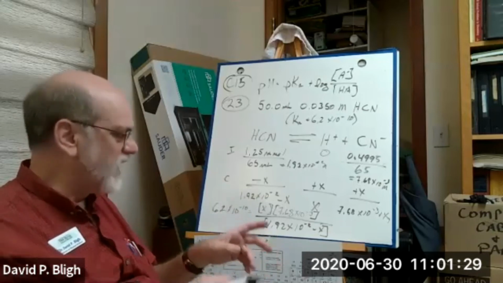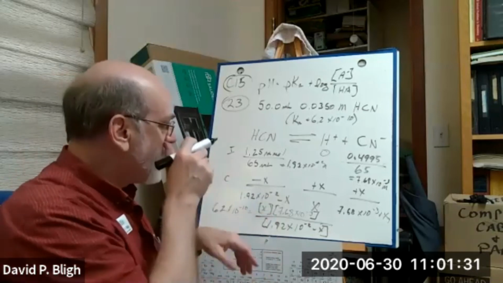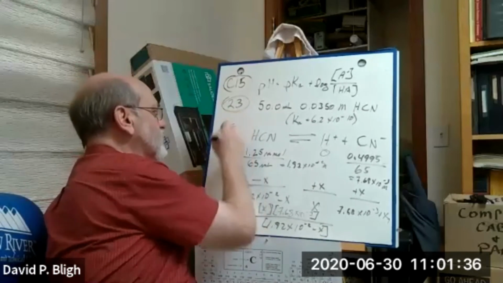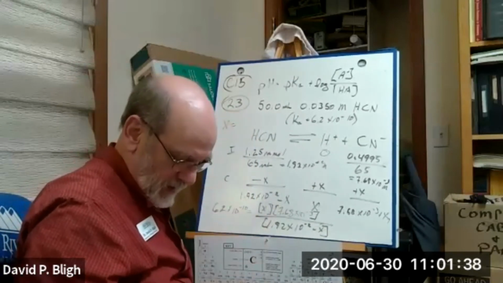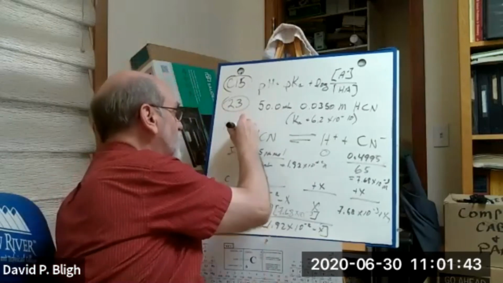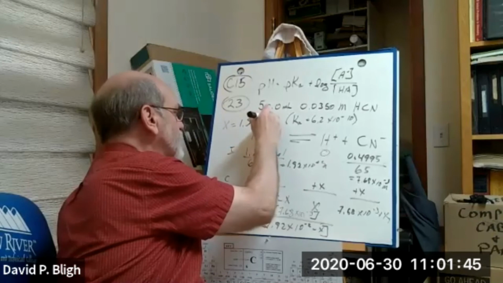And if I did my calculations correctly, X is equal to the hydrogen ion concentration. So once we solve for X, we know what that value is and can calculate the pH. 1.55 times 10 to the minus 9.